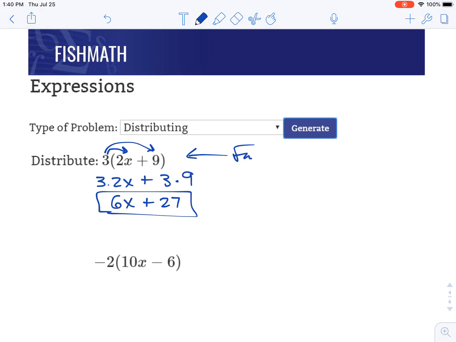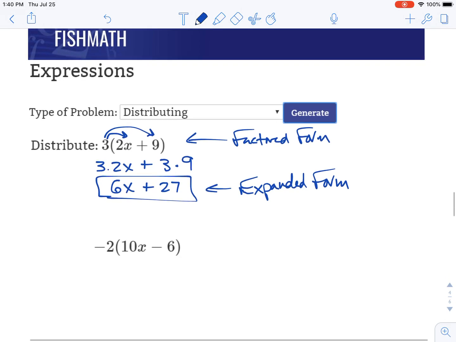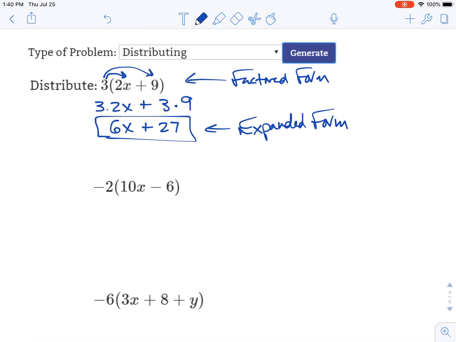That would be written in expanded form. This again is in factored form, since it's written as a product of two things, and this is called expanded form. For the next one, it's very similar. We just have some negatives to take care of, so just be careful with that.